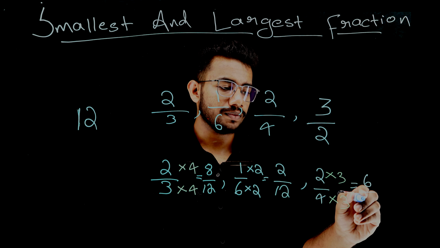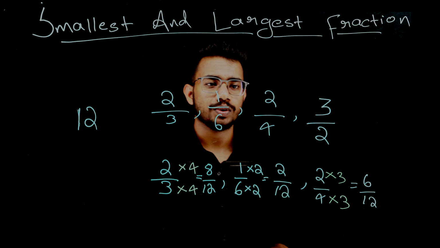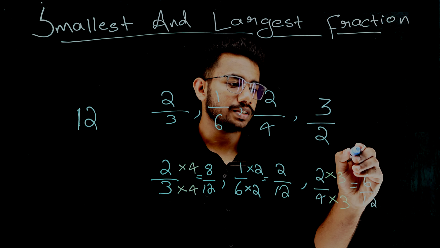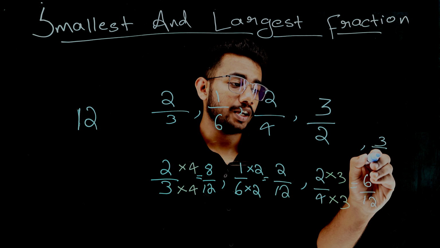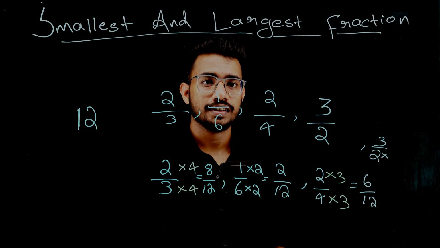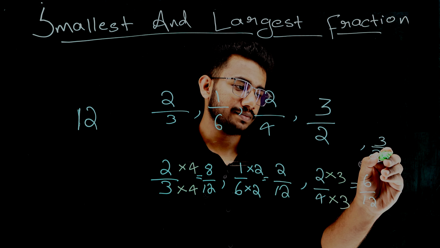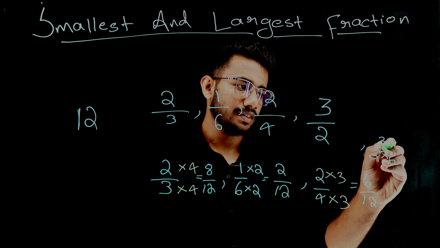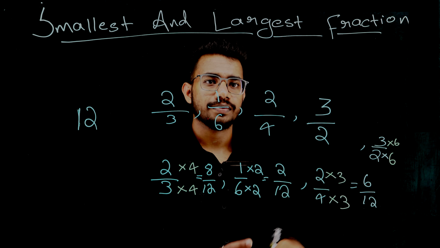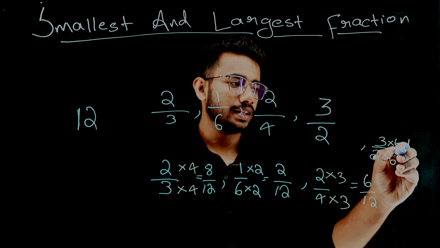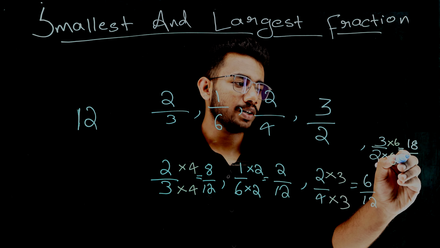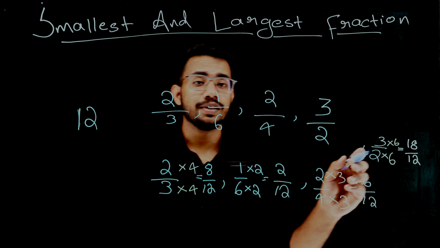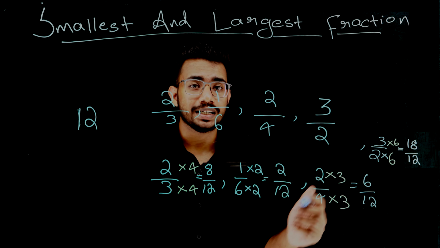6 over 12. Now last one, 3 by 2, I need to multiply it with exactly 6. 6 times 6 gives me 18 over 12. So now all the fractions have the same denominators.